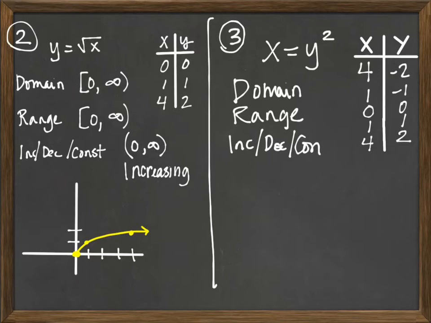So down here, I have points. The first point is at 4, negative 2, so that's actually down here. And then I have 1, negative 1 would be here. I have 0, 0 is here. 1, 1 would be right there. And then 4, 2 would be right there.